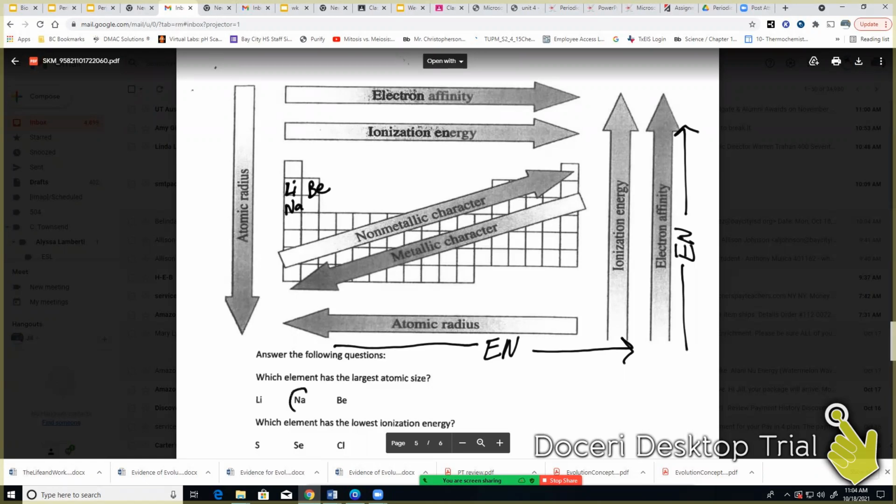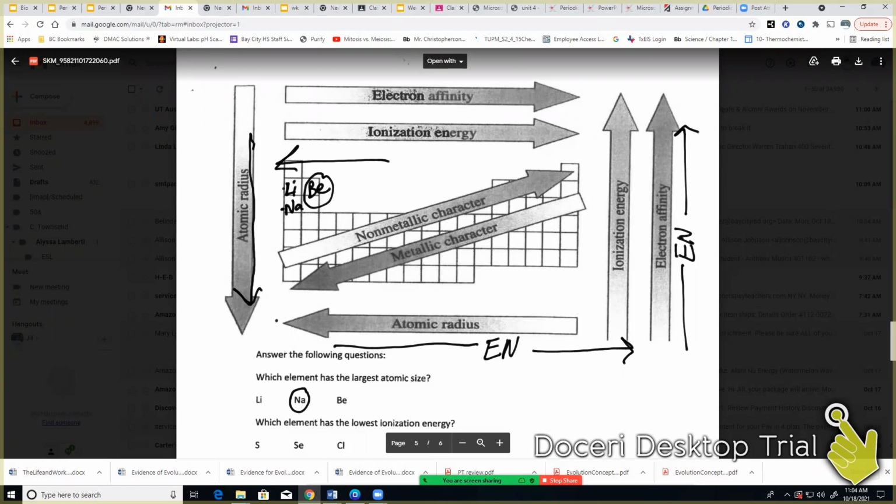Sodium, exactly. Because if I look, my trend is it increases as I go down. So that means that sodium is going to be in the largest energy level. The trend is you increase as you go down, and for atomic radius, it also increases as you move backwards across a period. So out of these, beryllium would be my smallest. It would come down to lithium and beryllium, but beryllium has a few more protons in its nucleus, so that's going to make it a little bit smaller.